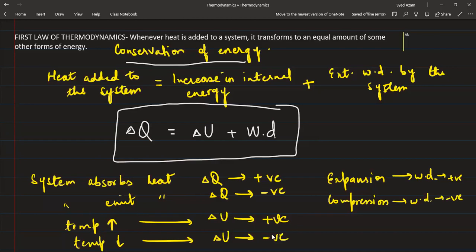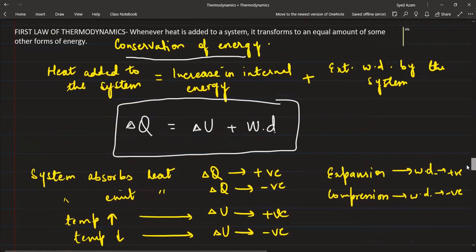Temperature decreases, delta U becomes negative. And this I already told you in the last class: work done will be positive in case of expansion, and in case of compression, work done will be negative. Okay, we'll discuss the questions.